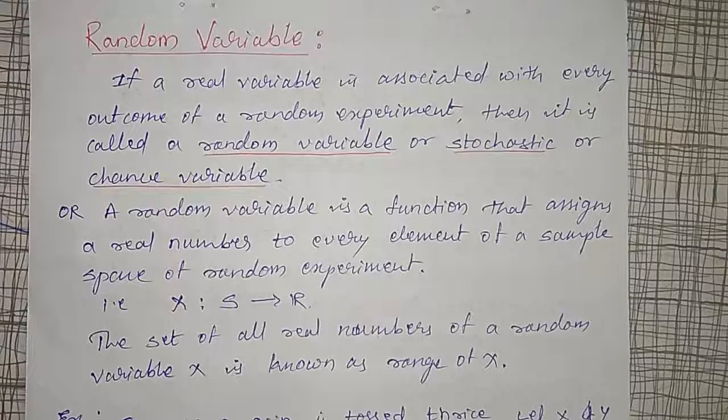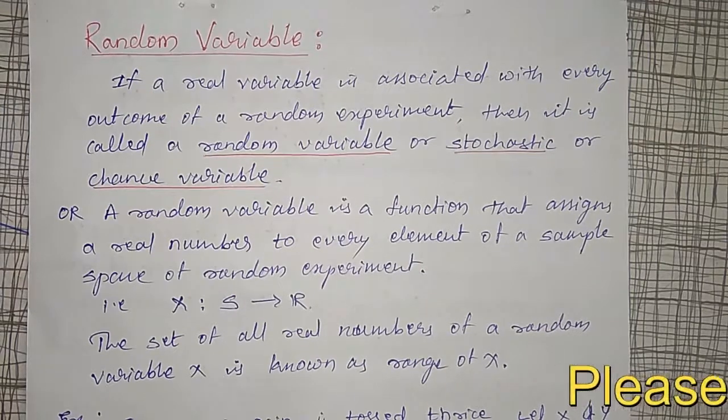Now friends, in this video I am going to explain what is a random variable. In that, there are two types, discrete random variable and continuous random variable. With examples I am going to explain them, differentiate them, and then we will discuss probability distributions one by one.